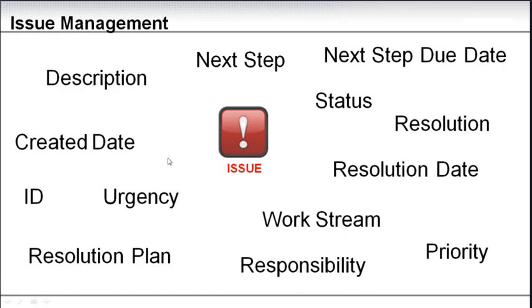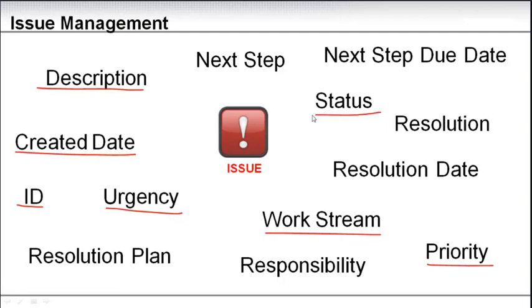You need to have a number of parameters or characteristics in place to deal with issues. You need to give it an ID for tracking it. When did the issue happen? What is the description? What is this issue all about? What work stream does it impact? What is the urgency of this? Is this something that, if it's not solved by tomorrow, will impact your project, or is it something that is not that urgent? What is the priority, meaning what is the impact of the issue when it happens? That should set the priority of which issues to address first.